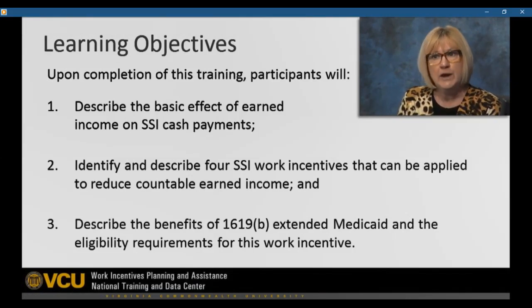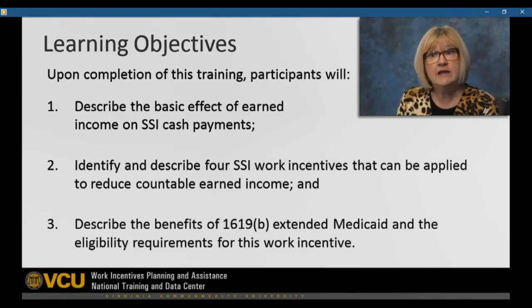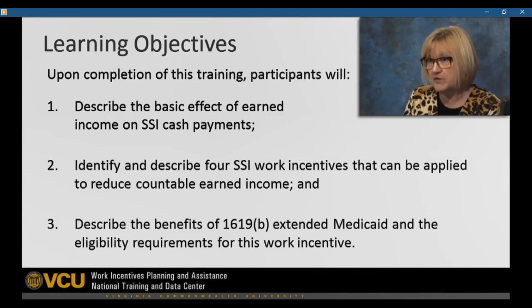And finally, we hope that you're able to describe the benefits of something we call 1619B, Extended Medicaid, which is a way for SSI recipients to retain their SSI-related Medicaid coverage even if they work at a level that would cause the SSI cash payment to go to 0. It's a very powerful work incentive in the SSI program, and definitely one of the most important ones that we want you to understand.